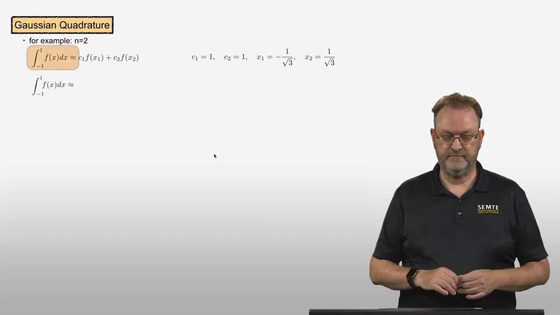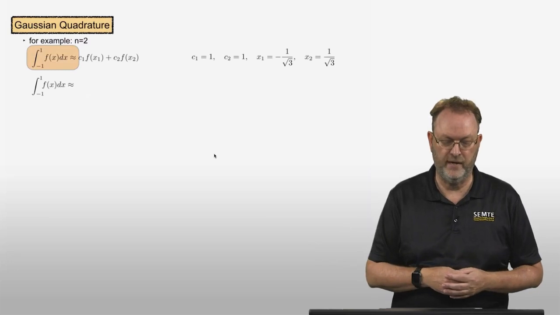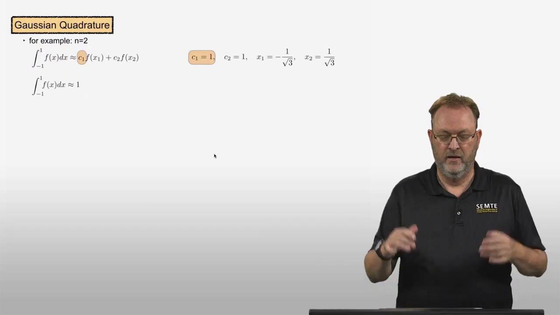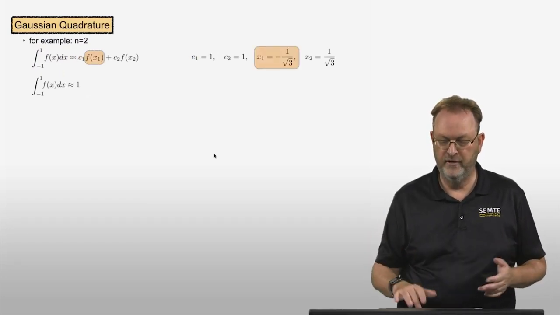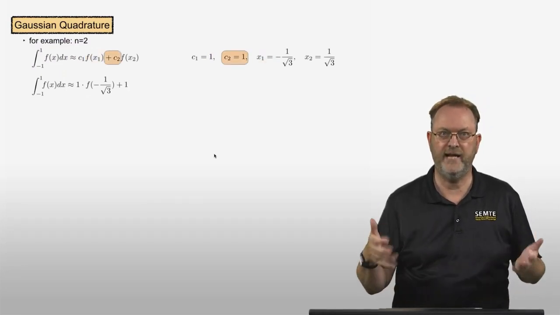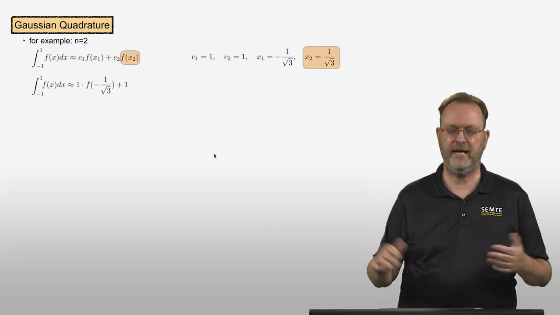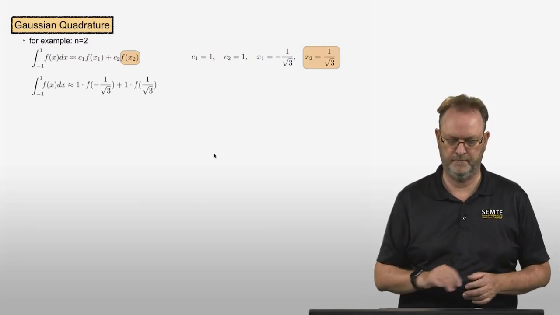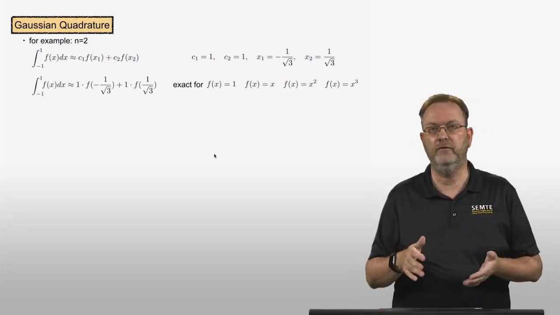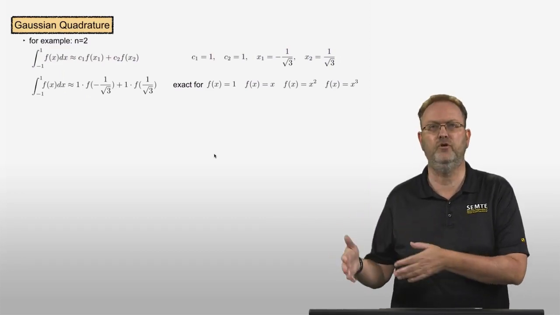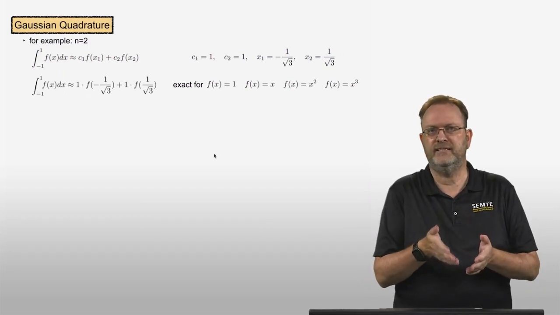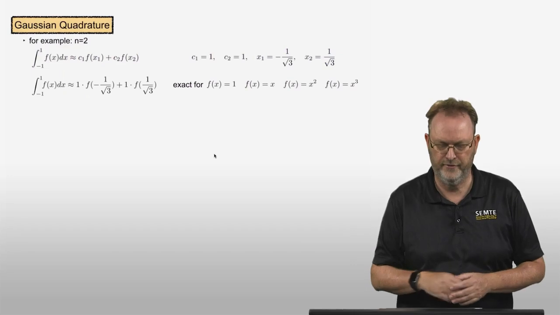Okay, so that means that the integral from -1 to 1 of f of x dx is equal to, if I use 2 points, 1 times f of -1 over the square root of 3 plus 1 times f of +1 over the square root of 3. This formula is exact if f of x is equal to 1 or x squared or x cubed or any linear combination of them. So this formula is exact for polynomials up to order of 3.